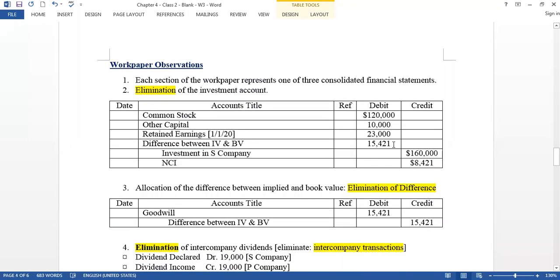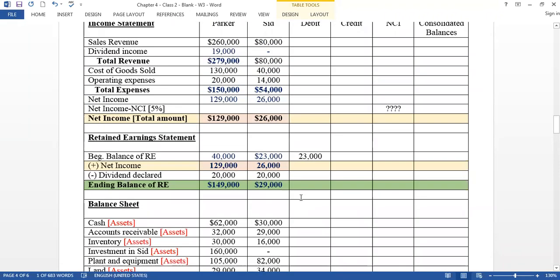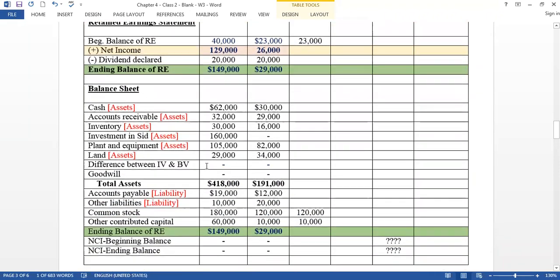Then we write difference in the debit side. We write difference in the debit side. And we already have a cell for difference. Look at here. We already have a cell for difference, right? Remember, we already have a cell for difference debit.